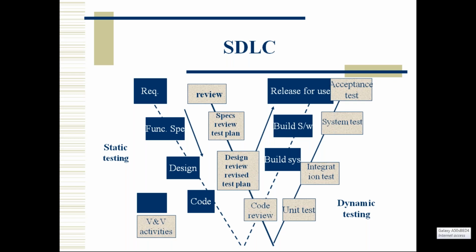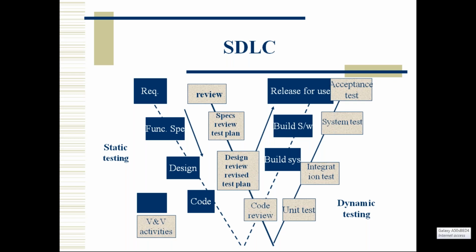Now what is this V model? The dotted line overlaps with the solid V. The dotted line is called the SDLC, the software development lifecycle model. The solid line is the STLC, the software testing lifecycle model. The dotted line indicates verification, and that is the static side of the V&V model. So the dotted line is SDLC and the solid line is STLC.